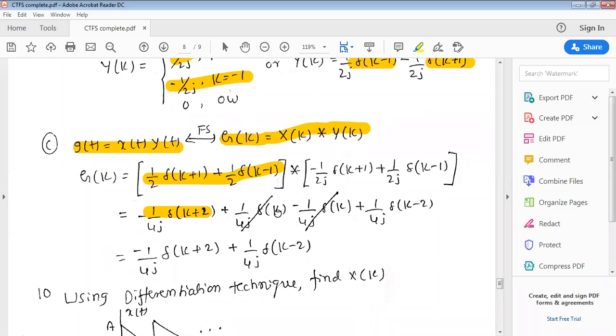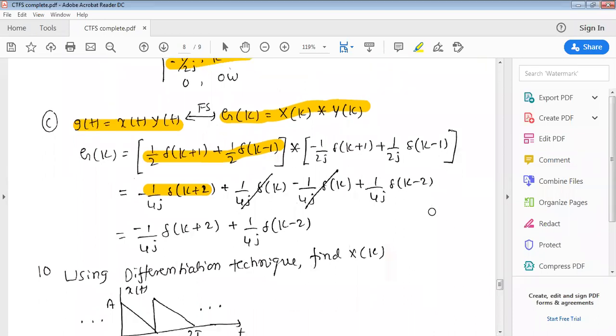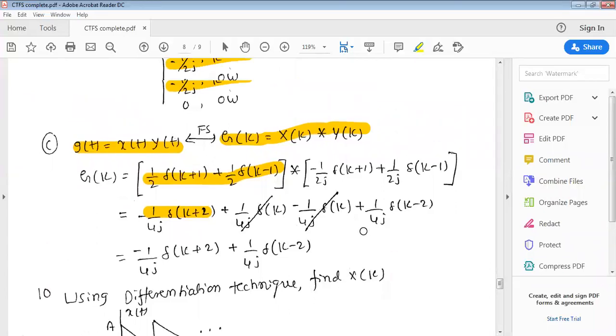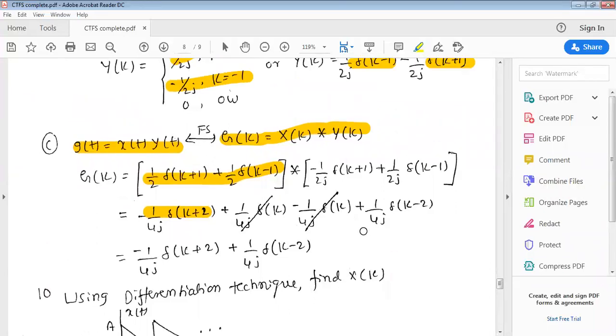Yes, sir. Okay. Now, I'll do the same thing. Minus 1 by 4j, delta of k minus 1 and delta of k plus 1. That will give me 0. Lastly, 1 by 4j, delta of k minus 1 and delta of k minus 1, that will become delta of k minus 2. So I'll cancel these two. Once I cancel these two, I have remaining only minus 1 by 4j delta of k plus 2 and 1 by 4j delta of k minus 2. Okay, this is my final answer.